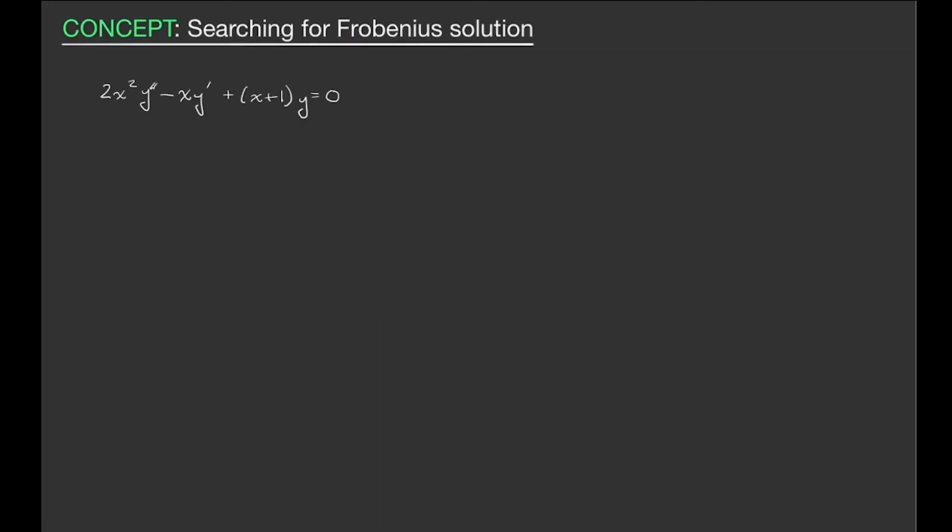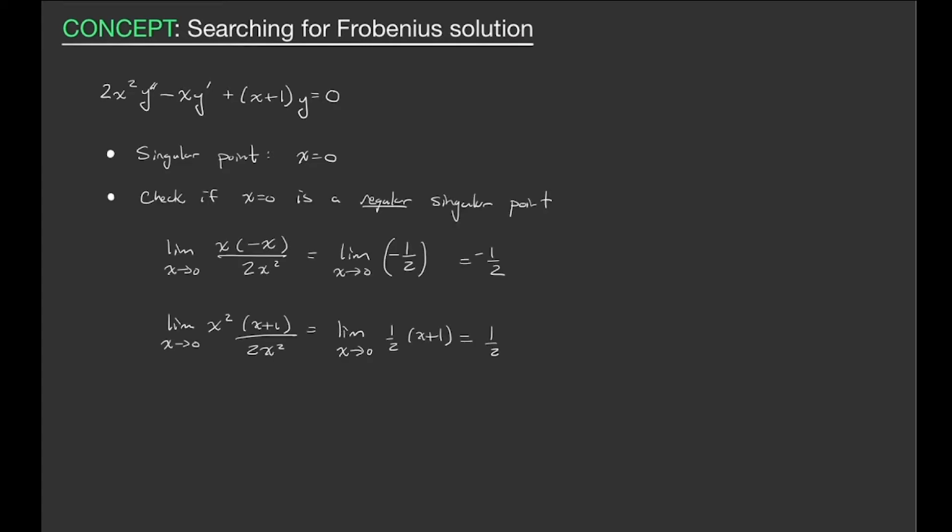Suppose we start with this differential equation here. We notice that there is a singular point at x is equal to 0. We would like to check, is it a regular singular point? That's what we need to be able to use the theorem of Frobenius. That includes checking two different limits. If we do, in one case we get negative 1/2, in the other case we get 1/2. Of course, those are both limits that exist and are finite. That tells us that x is equal to 0 is a regular singular point.